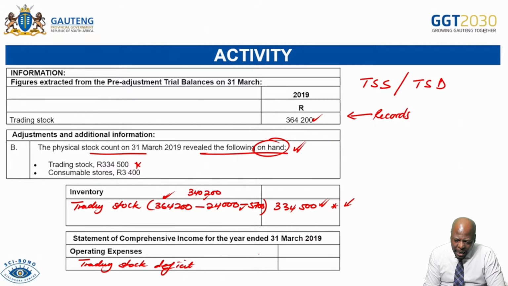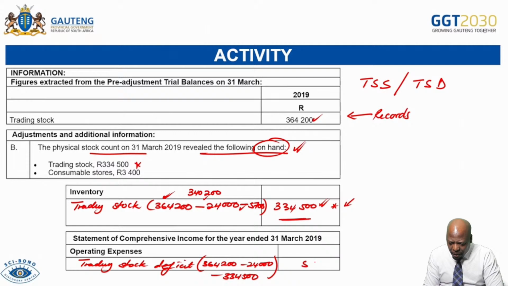All right. And then I've shown you the calculations. If you want to show the calculations, you are simply saying 364,200, and then you say minus 24,000. I'm simply repeating what I did there. Then you say again minus the 334,500. You close this bracket, you end up with 5,700. That is our expense, trading stock deficit. Okay, I'm going to move on to the next one, which says consumable stores on hand.